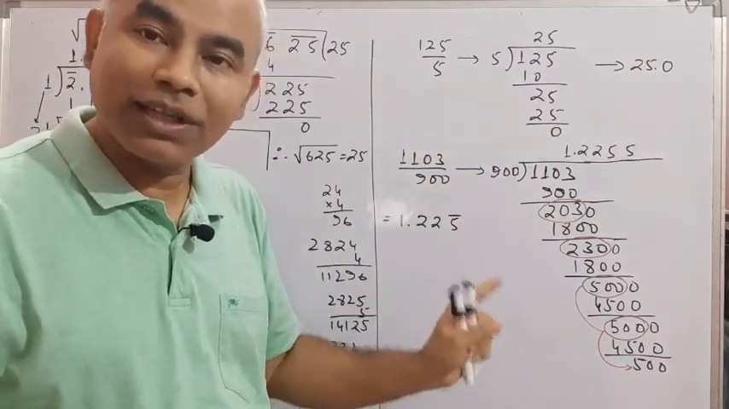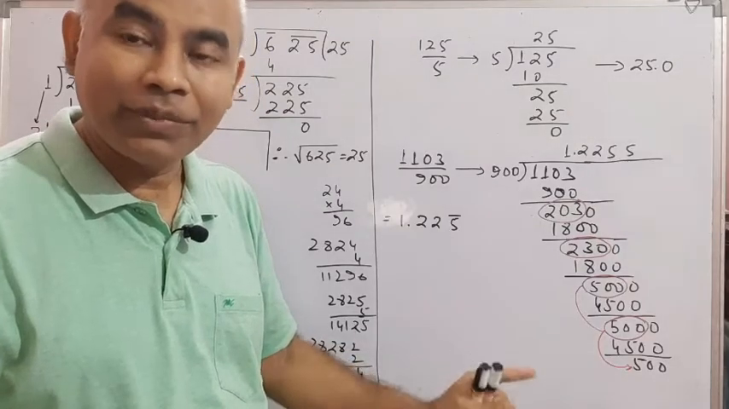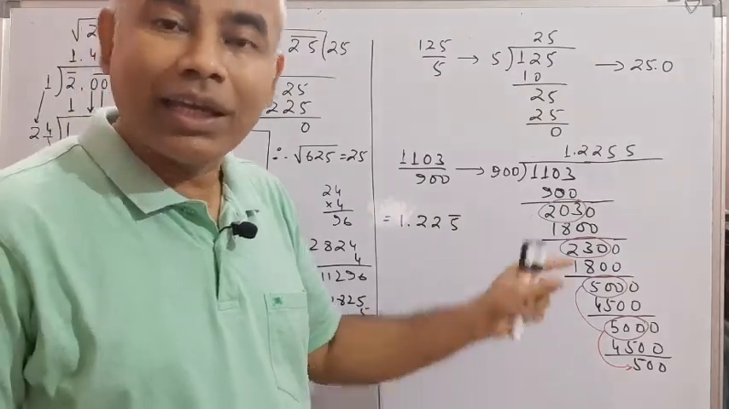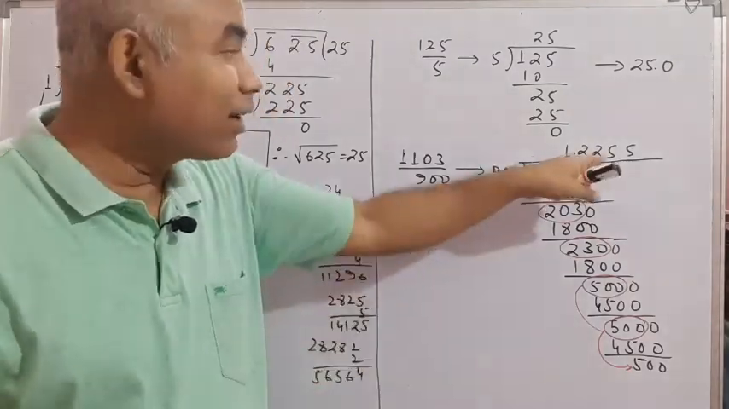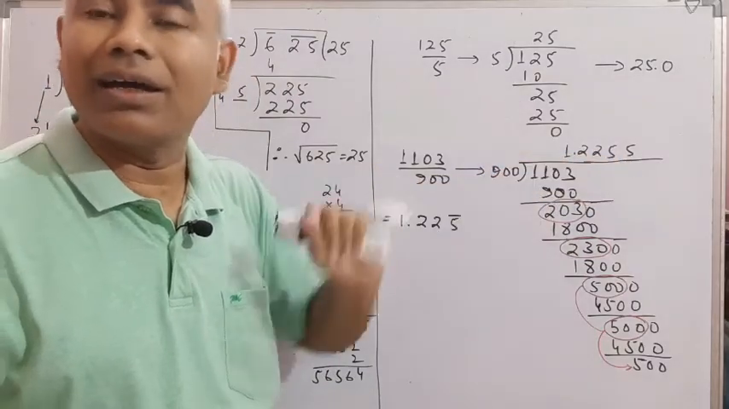So you always focus on the remainder. I am telling you repeatedly, you always focus on the remainder. If the remainder is repeating, then you can say that the decimal is repeating.